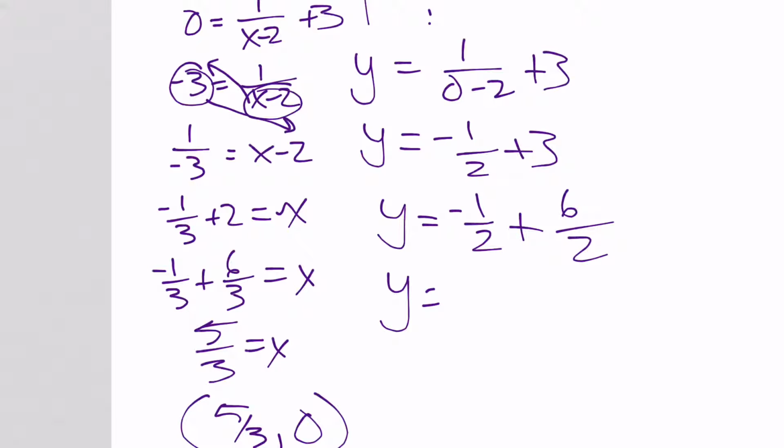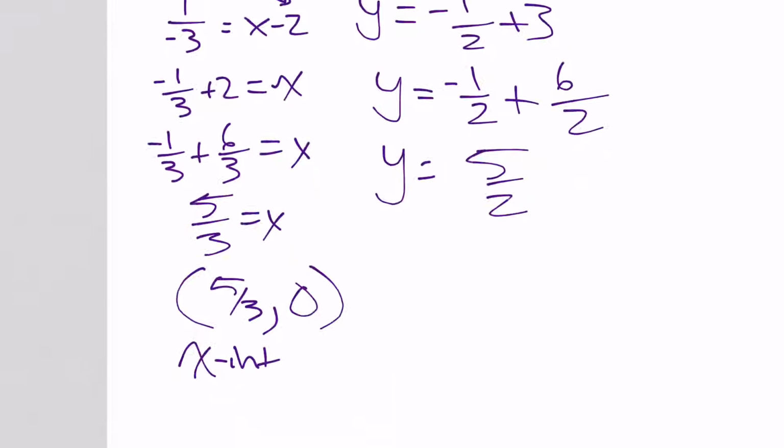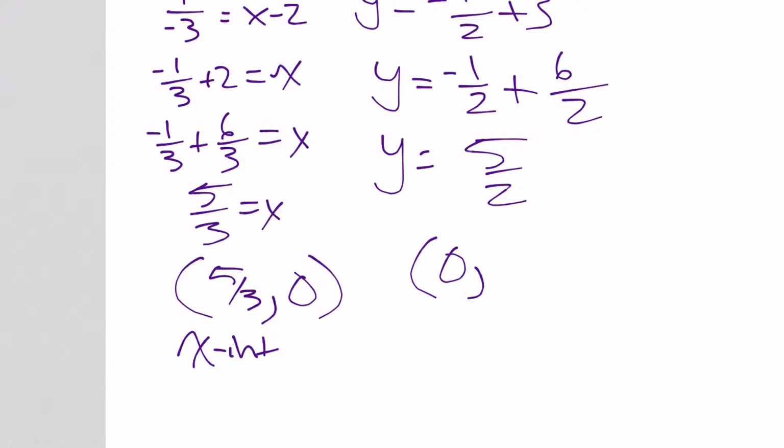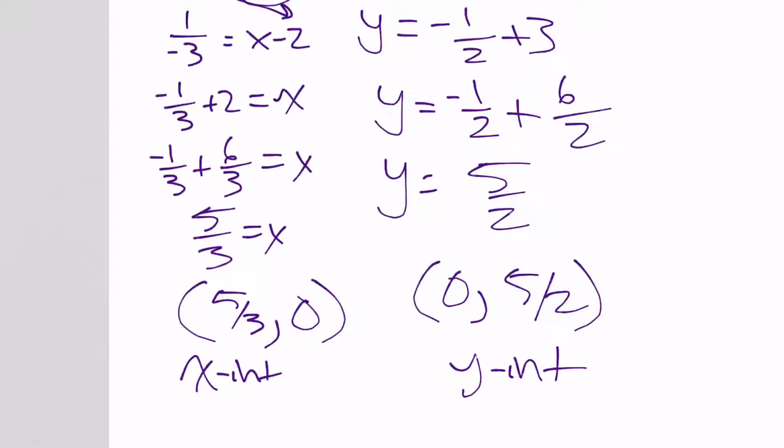So y equals negative 1 over 2 plus 6 over 2. What am I talking about? 6 minus 1 is 5, so we get 5 halves this time. So the y-intercept is 0, comma, 5 halves, and we're good.